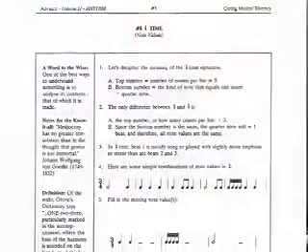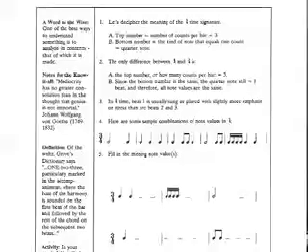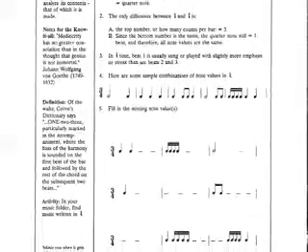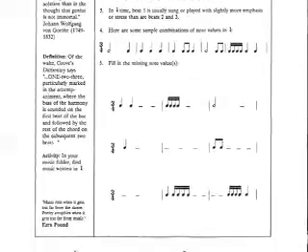This one deals with the 3/4 time meter, and it says, number one, let's decipher the meaning of the 3/4 time signature. The top number equals number of counts per bar, 3, and the bottom number. So it goes through, you might say, very typically, but it's just that it spells it all out. It shows what 3/4 looks like when you have a whole bunch of notes in different types of rhythms.